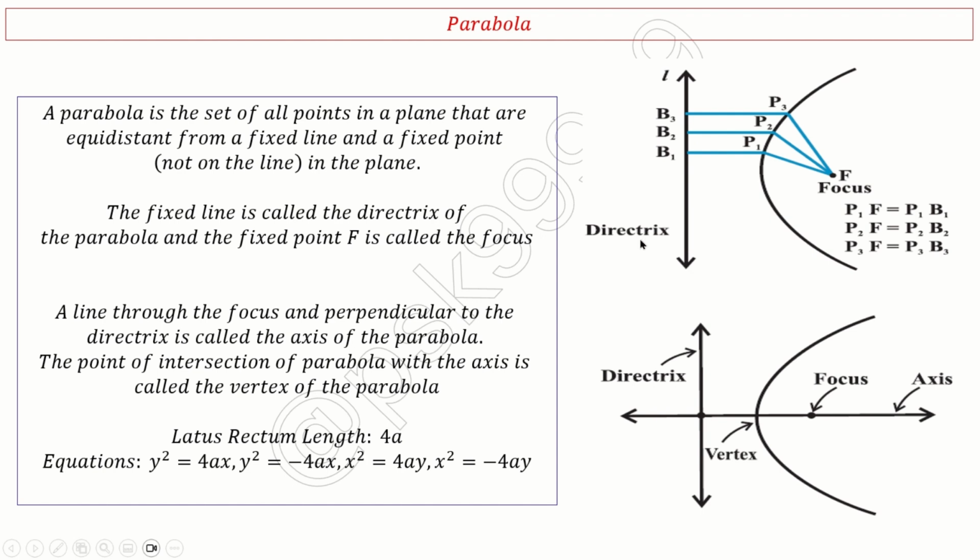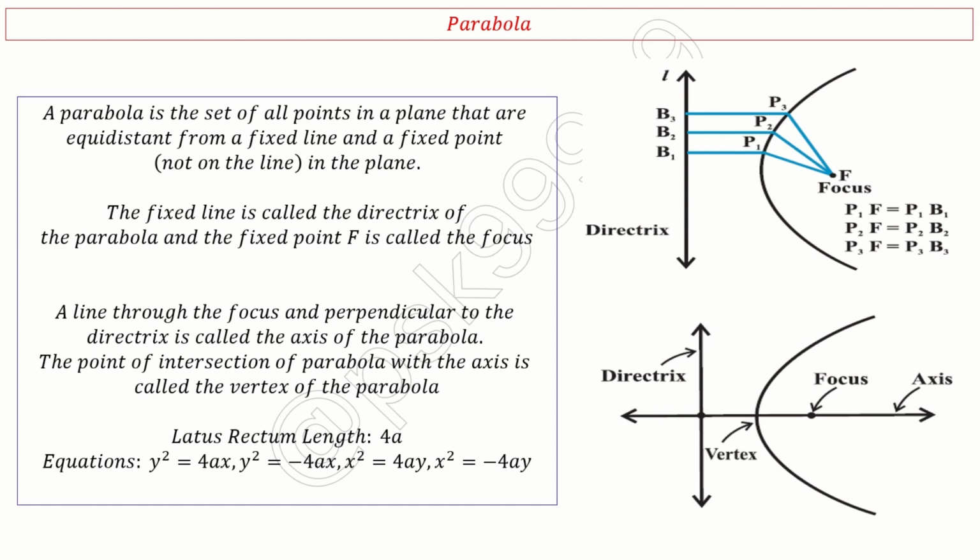Here the terminology is: the fixed line is called the directrix, the point where the parabola intersects the axis is called the vertex, the fixed point is called the focus, and the line passing through the focus and vertex is called the axis. Now the general equation of a parabola is y square equal to 4ax, y square equal to minus 4ax, and so on. We'll understand. And there is something called the latus rectum. I'll show you in the next slide.